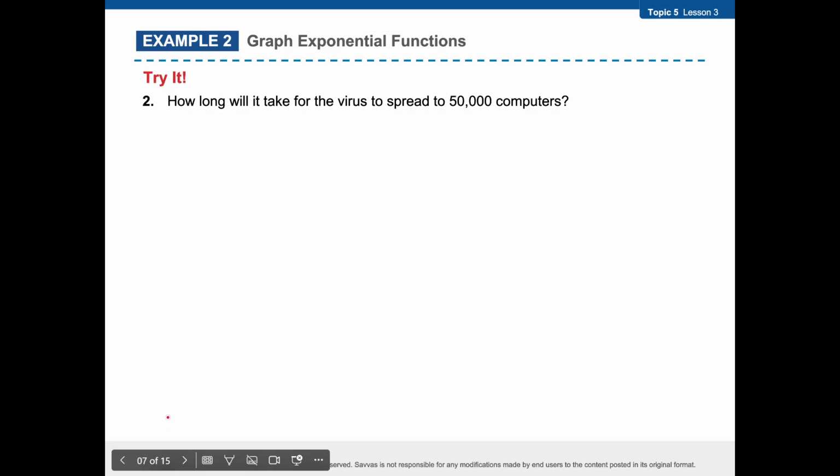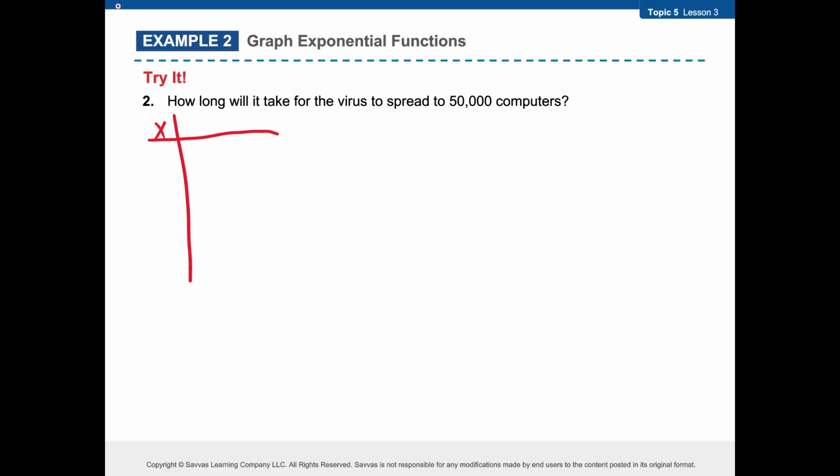So how long would it take for the virus to spread to 50,000 computers? Well, if we continue with our table, we had f of x equals 5 to the x power. Let's try 7. If I do 5 to the 7th power, that's about 78,125, so I went a little bit too high.